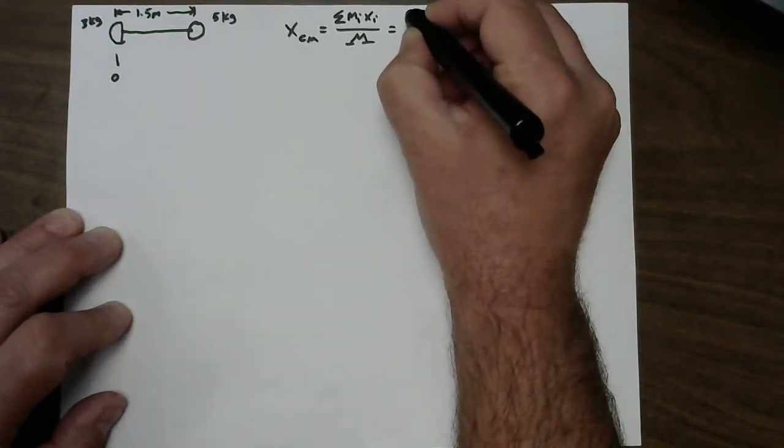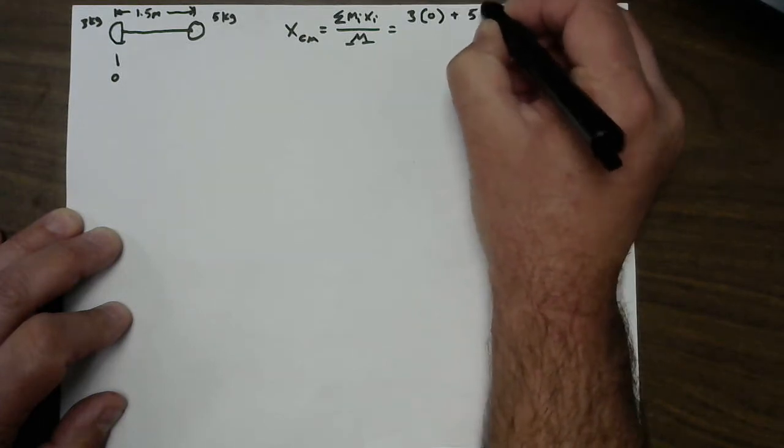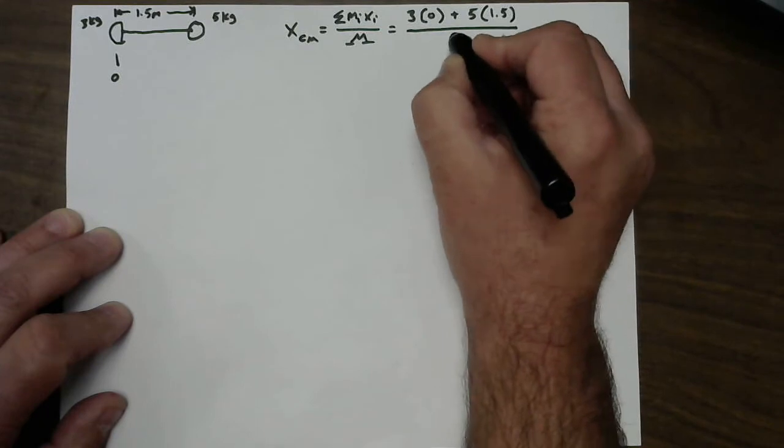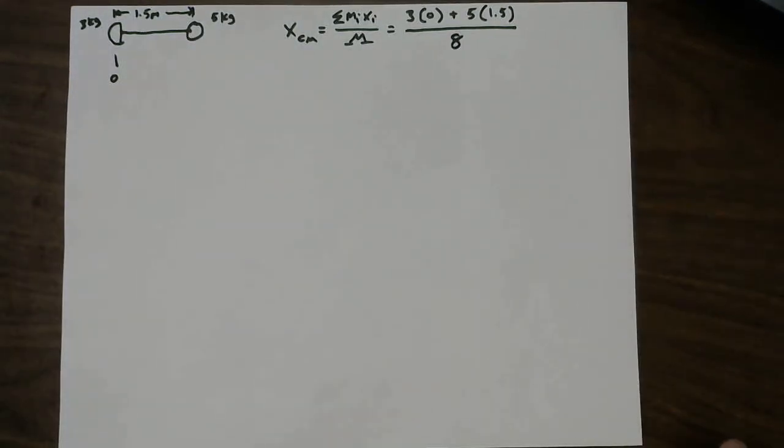One part has a mass of 3 and is located at a position of 0. The other part has a mass of 5 and is located at a position of 1.5, and the total mass of the object is 3 plus 5, or 8. He said, looking around for his calculator, because he knows that he's going to have to calculate something here.